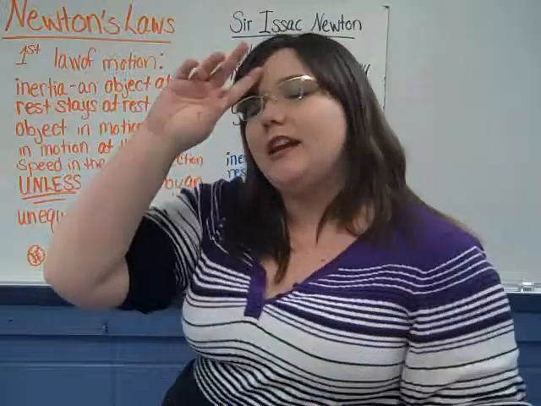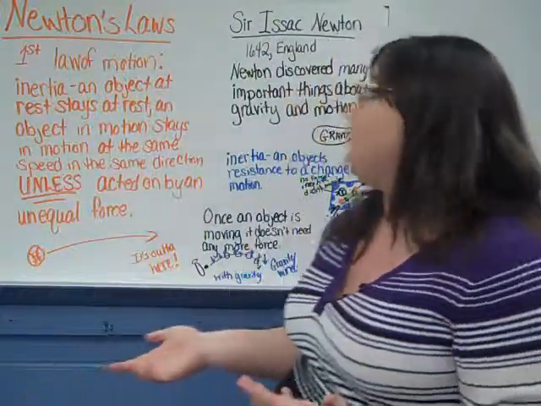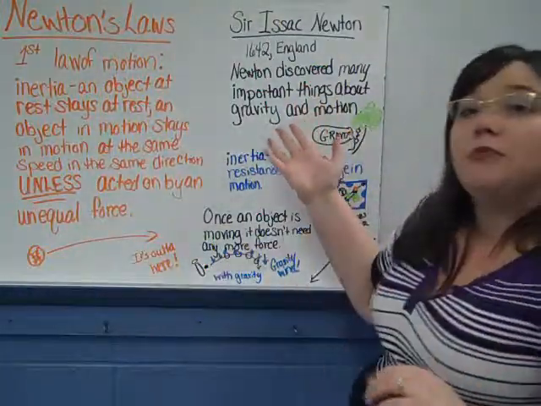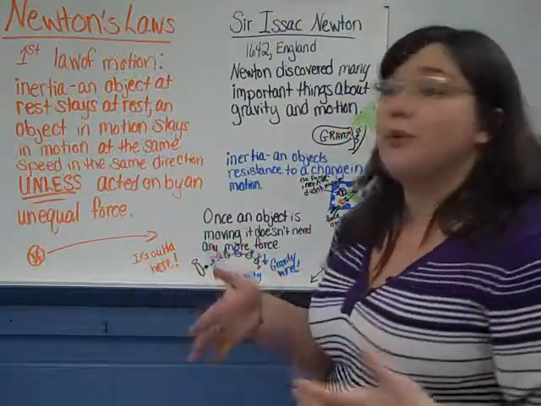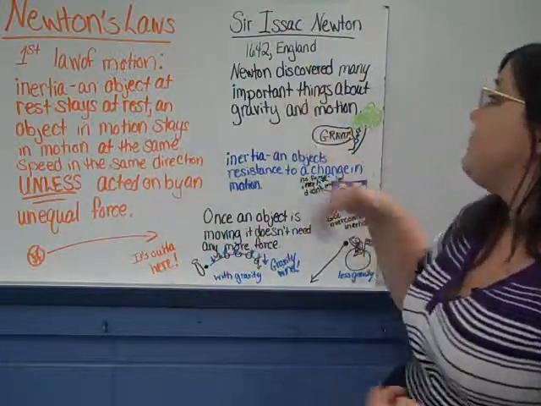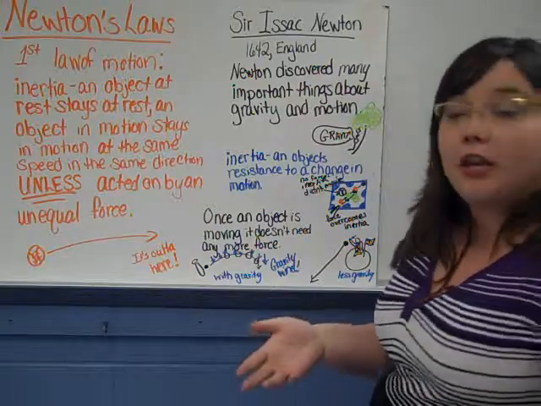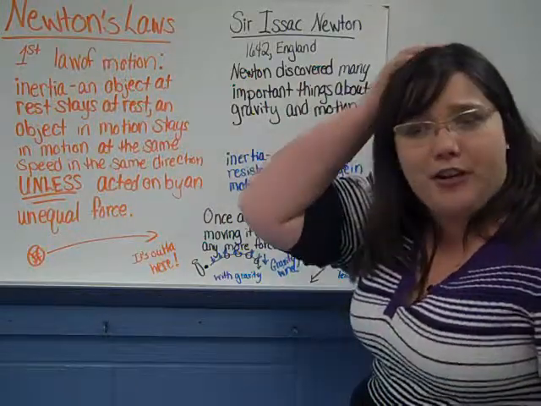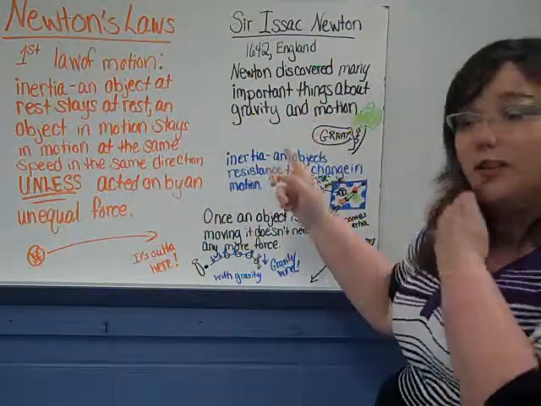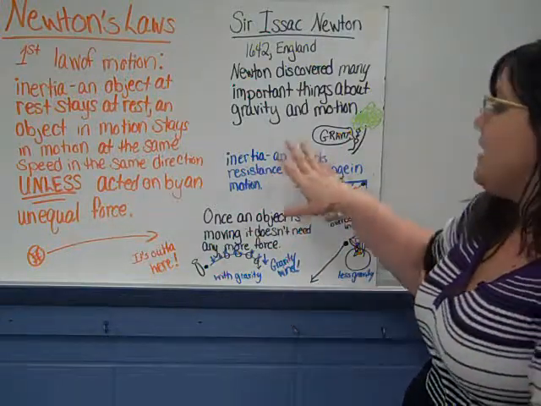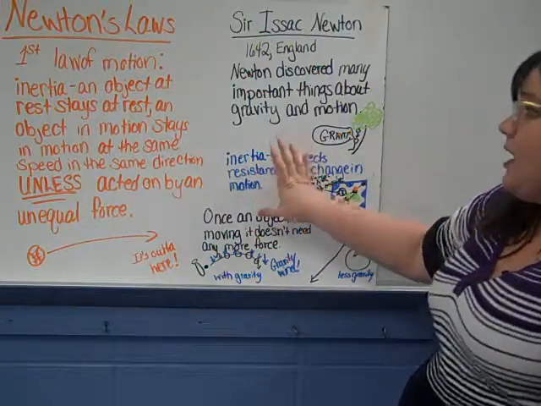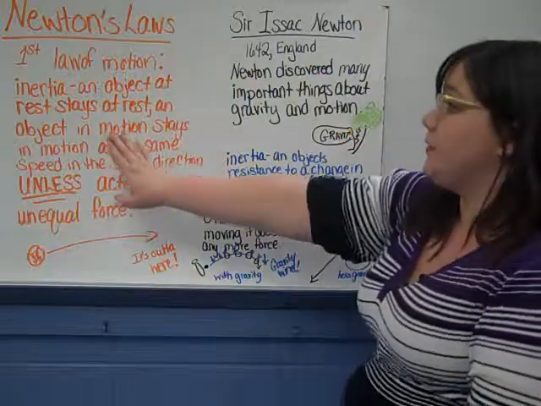So now we're going to get to this guy named Newton, and we're going to hear a lot about him the next few weeks. Sir Isaac Newton was born in 1642 in England. He discovered many important things about gravity and motion. If you've heard about a guy sitting under a tree and an apple falling on his head, that's Sir Isaac Newton. He talked about inertia, and this is his first law of motion.